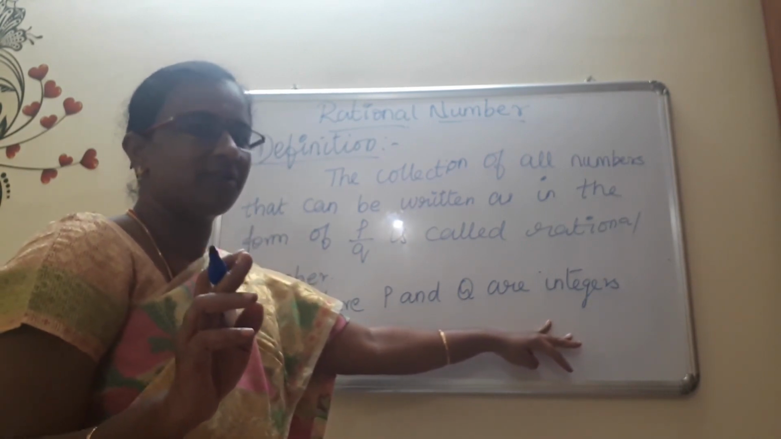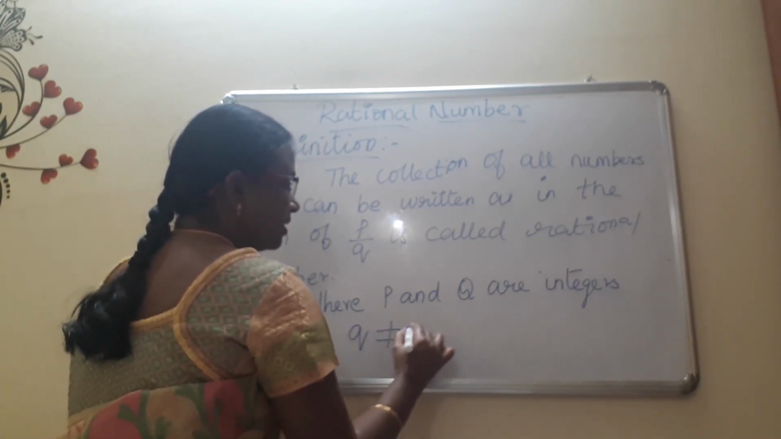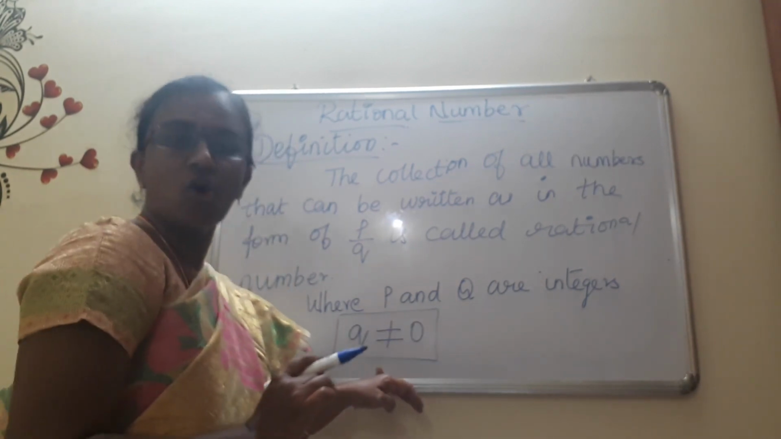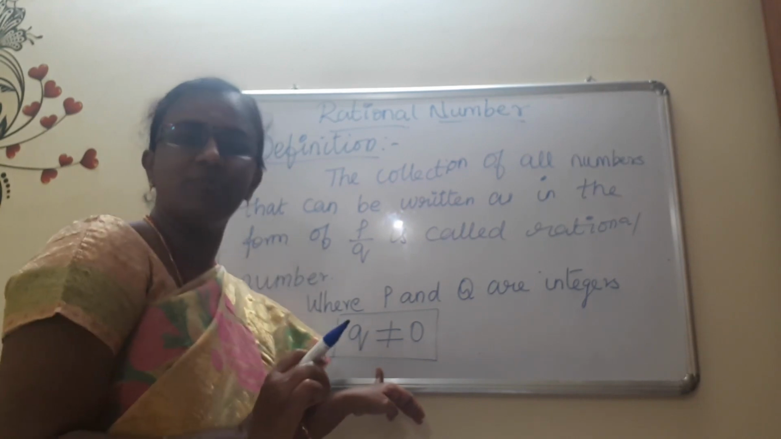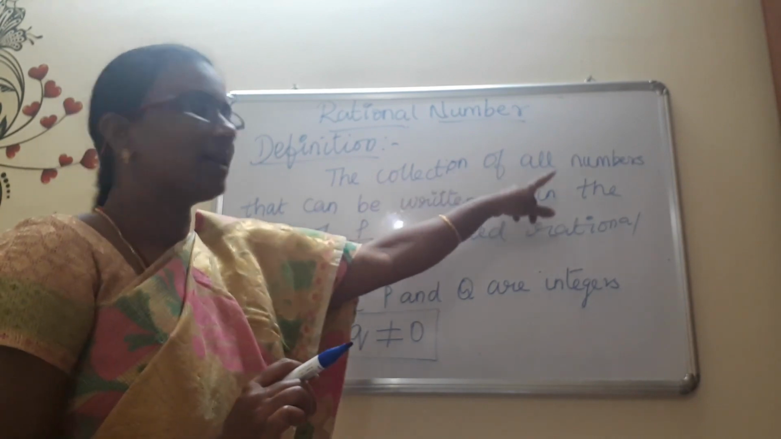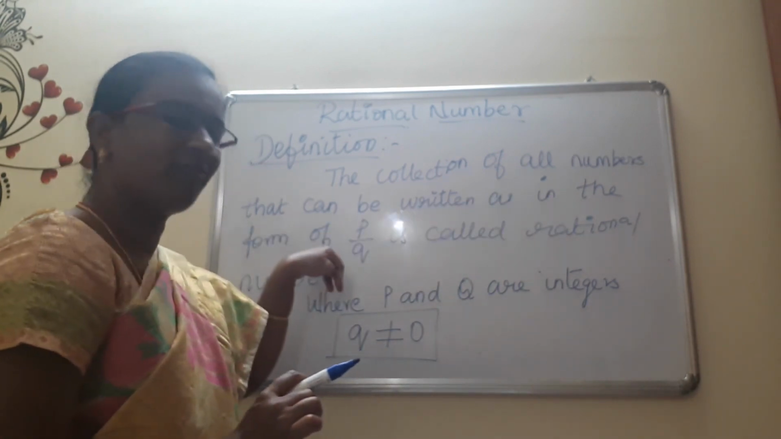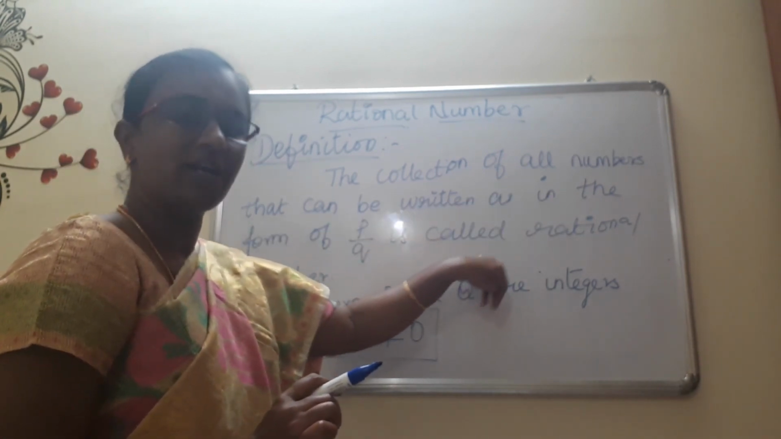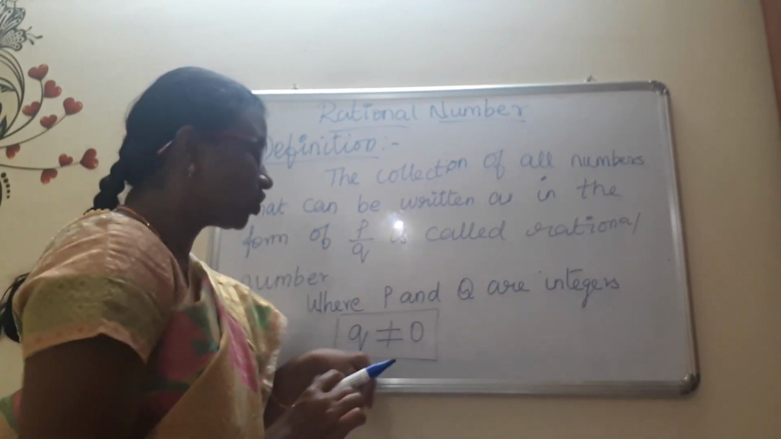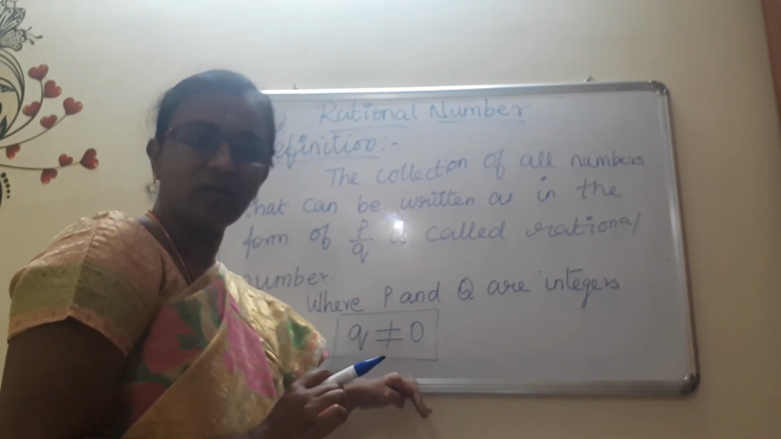And one important thing is Q should not be equal to 0. This is very, very important. Q should not be equal to 0. Okay, once again I repeat this. The collection of all numbers that can be written in the form of P by Q is called a rational number, where P and Q are integers. Q should not be 0. This is called a rational number. Okay, can you understand, guys?